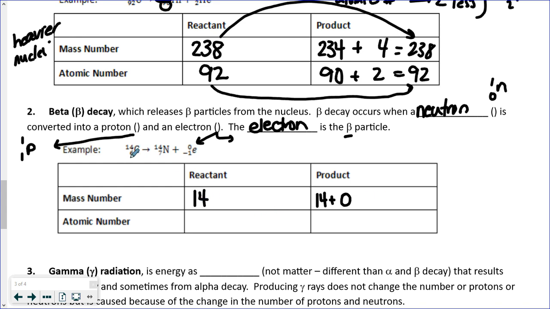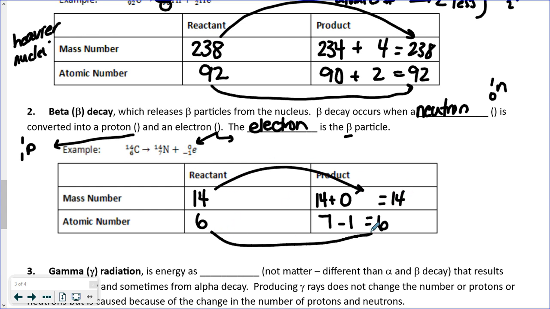Our atomic number of carbon is 6. Our atomic number of nitrogen is 7, but it's more complex than just the atomic number being a proton. We have a -1 represented by our electron. Our atomic number is actually related to the charge of the nucleus. So in this case, since we have an extra negative with the electron, 7 minus 1 is 6. So we see that overall our mass number does not change. Our atomic number does not change with the production of that electron.